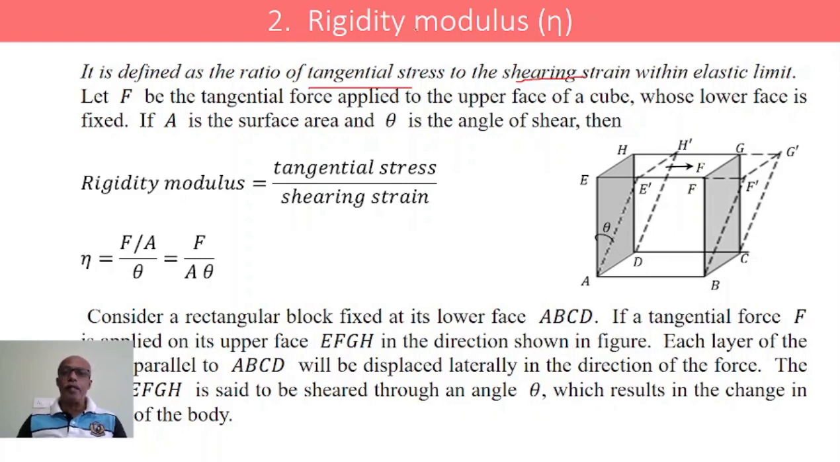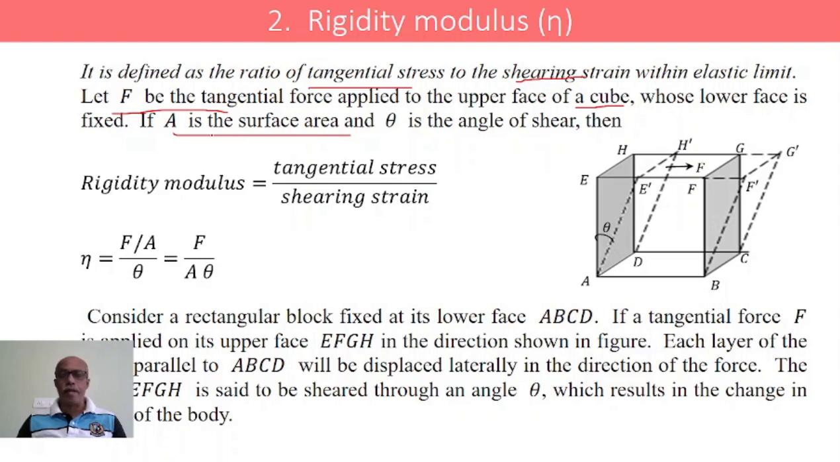In order to explain this rigidity modulus, we consider a cube in which the lower surface ABCD is fixed, whereas we apply a tangential force on the surface EFGH. You can see here, EFGH is the upper surface of the cube over which we are applying a tangential force capital F.